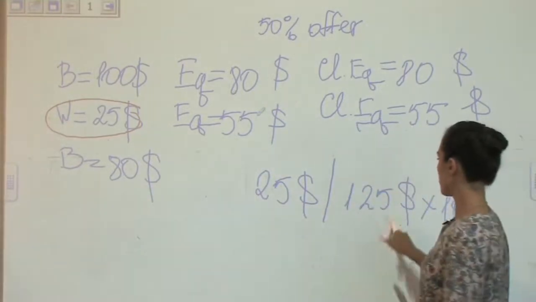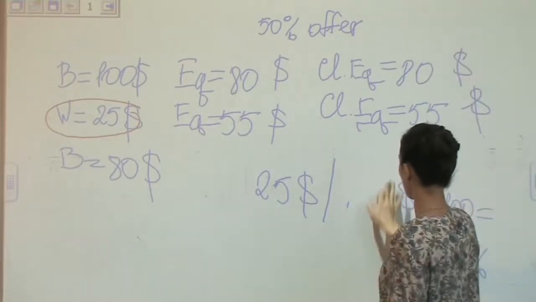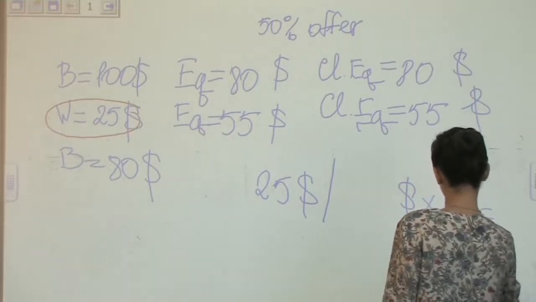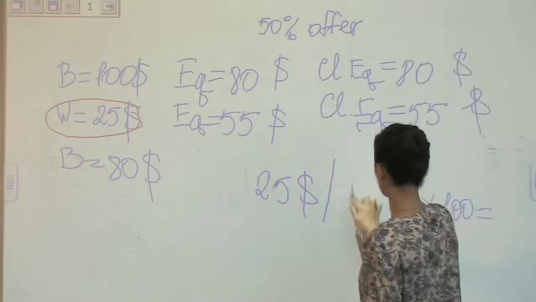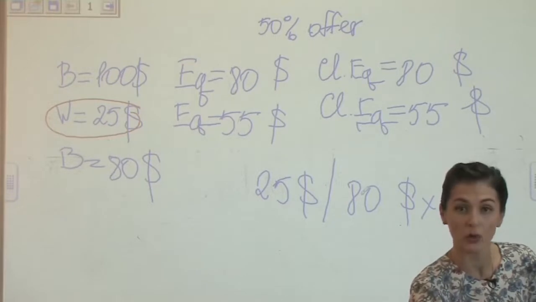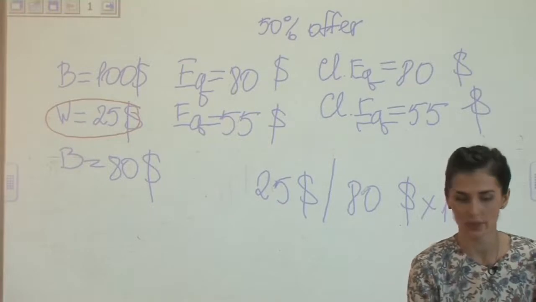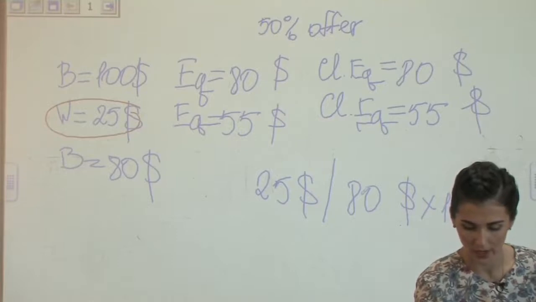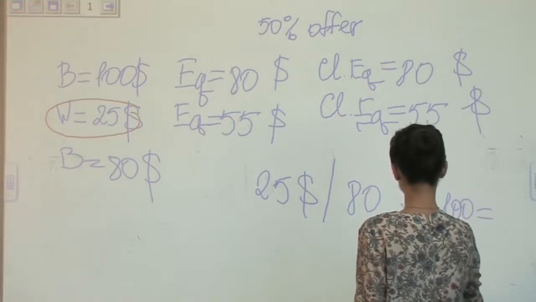So 25 divided by, here is not 125, here is 80, and multiply by $100. And now we will get the percentage. 25 divided by $80 and multiply by 100. 31.25%. Let's check it out. 31.25%.